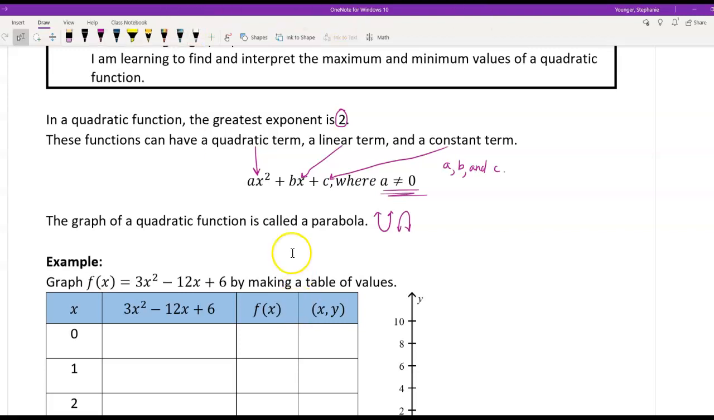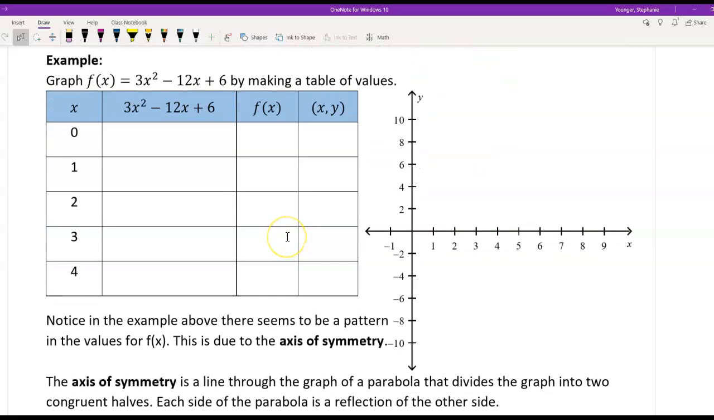Let's take a look at an example by making a table of values. It says graph f of x equals 3x squared minus 12x plus 6 by making a table of values. We have our basic values first: 0, 1, 2, 3, and 4. Substituting in 0, we have 3 times 0 squared minus 12 times 0 plus 6. The zeros cancel and I get 6, so my first point is 0, 6. I'm going to put 0, 6 on my graph.